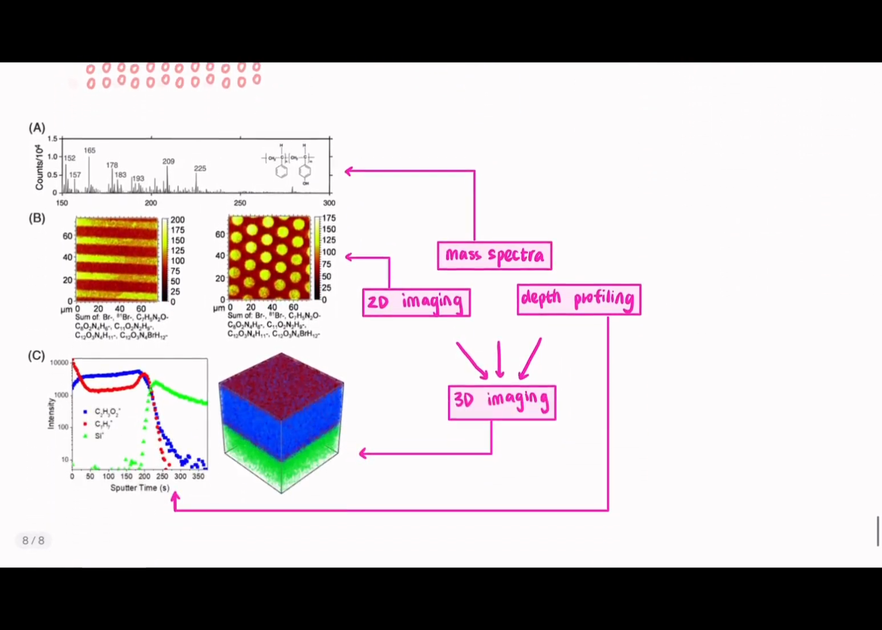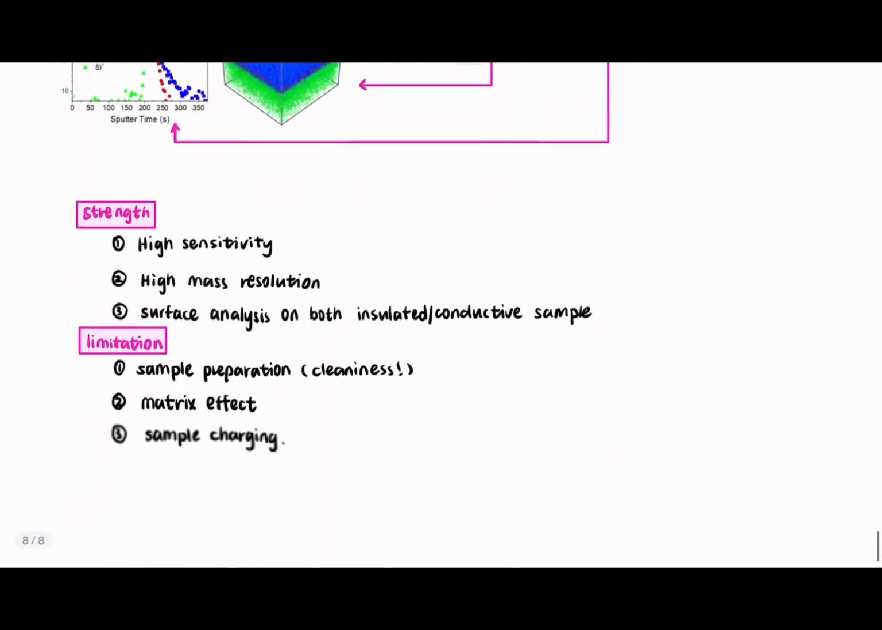There are also several applications for ToF-SIMS. We can use it for 2D images, mainly for biological samples, or we can generate mass spectra. We can also do depth profiling, which is essential to understand the layer-by-layer composition of the material, and it often involves sputtering out layers of ions, followed by scanning and analysis of the surface.